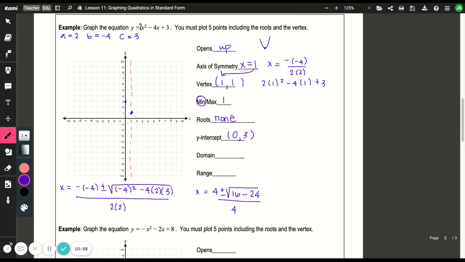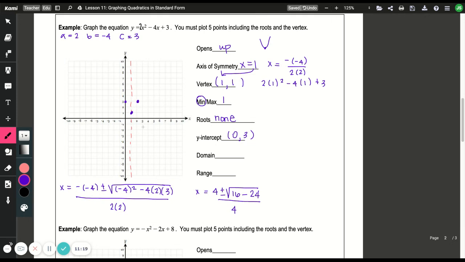I'm going to reflect that over to get my second point. So that was 1 away. I'm going to reflect it over, and I'll have 1 on the other side right here. So if Delta Math tells you that you have to plot 5 points, that came up with 3. We have to come up with 2 more.